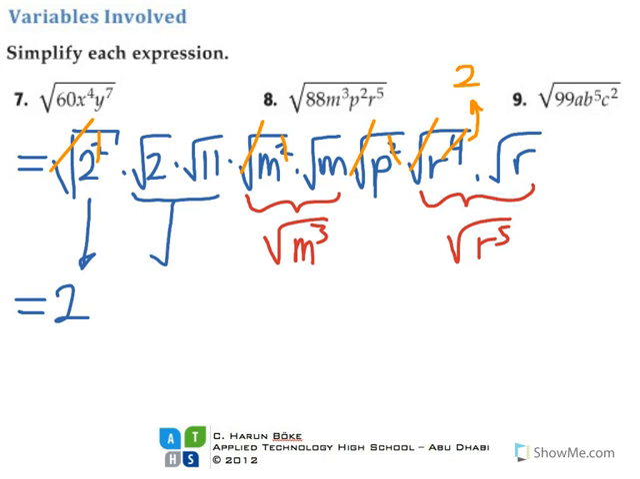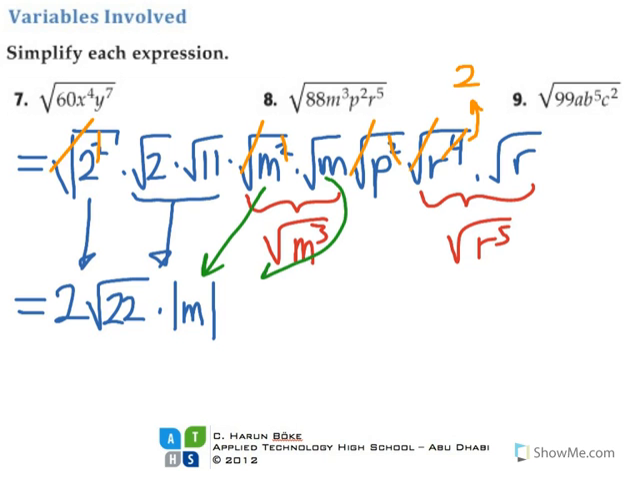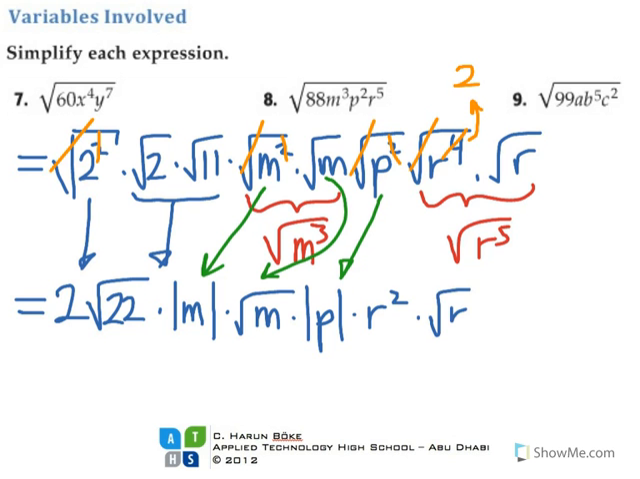Now for this part there is nothing to do, so it will be 2 times 11, which is square root of 22, times here, and this is important, since we don't know whether m is a negative or a positive number, we write absolute value of m, because we want it to be positive, and here we have square root of m. The same rule applies here. P squared in a square root will be absolute value of p, and I have this r to the power 2, which is r squared, times square root of r. So if we show it like this, we have all these simplifications.